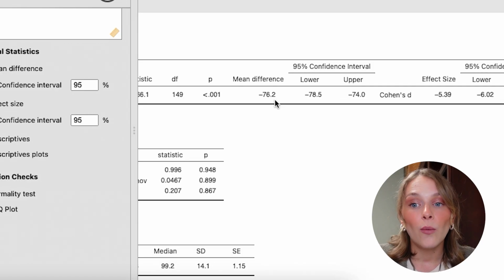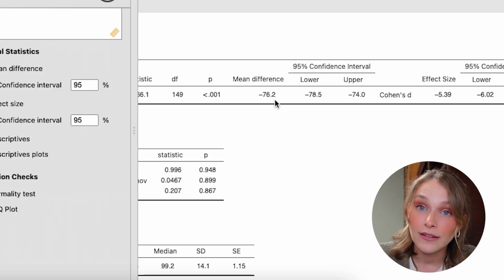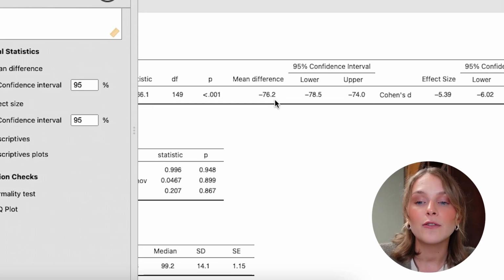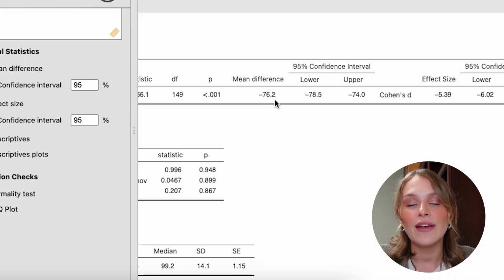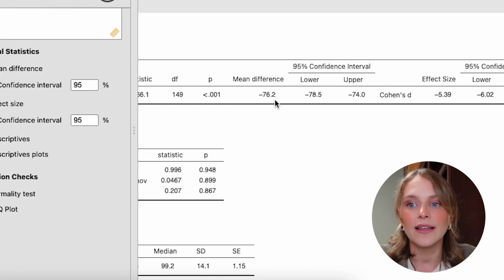Now, if we wanted to give ourselves a little bit of room to say, hey, this mean difference is an estimate because we just have a sample, so we know that there could be bias there. We think it's around 76, but it's even more likely to be somewhere between 74 and 78.5. And that's what that confidence interval does for us. It gives us a spread to go along with what our estimate is there.